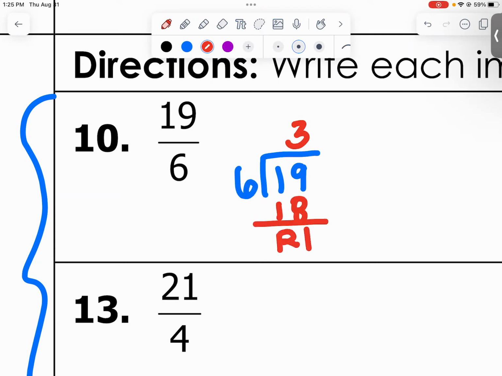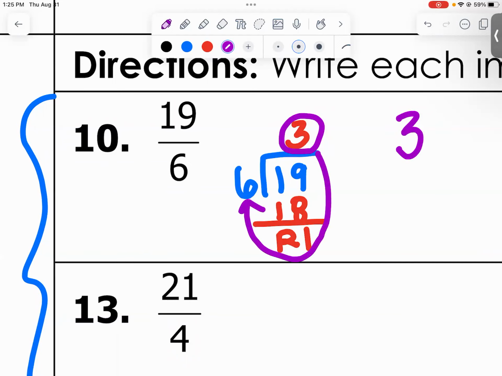Right? All right, well, let's talk about how we actually write this mixed number. How do we do it, Lainey? Good, I really like that. So we take the whole number. So 3 is our whole number. And then we take our remainder over our denominator. So we have 3 and 1/6.